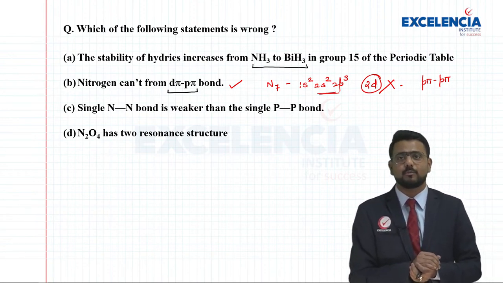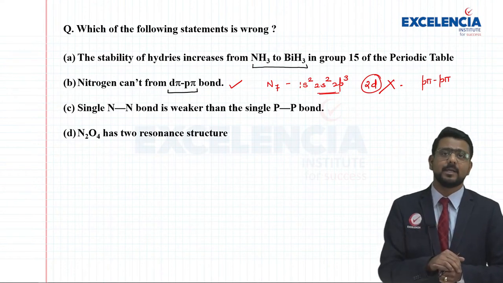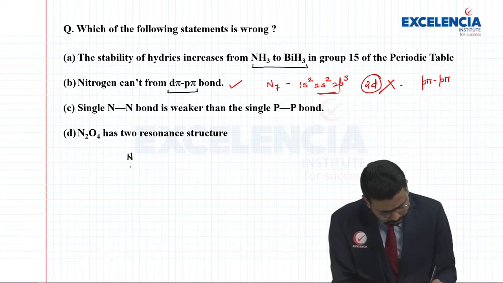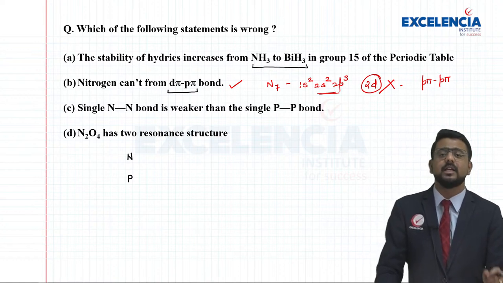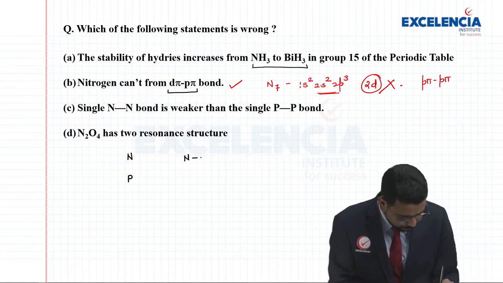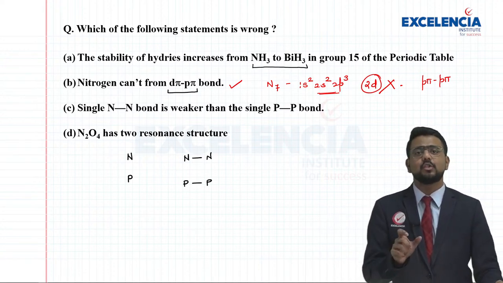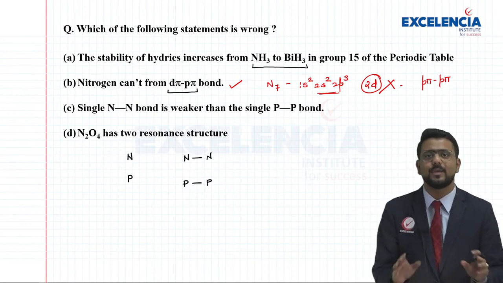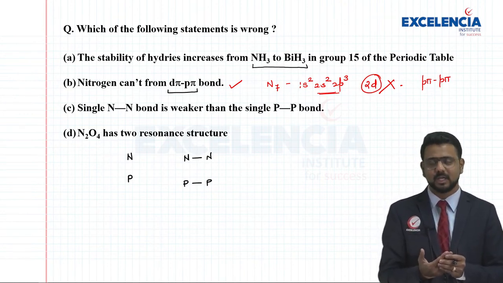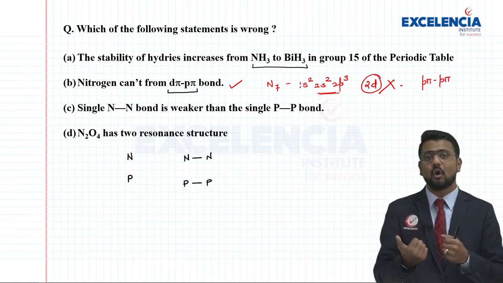Okay, let's go on to option C. Single bond N, this particular bond is weaker than single P bond. Now, if you consider here nitrogen, phosphorus, these are the relative positions of these elements in group 15. So obviously nitrogen is higher in group 15, right? Now, if I consider N single bond N and P single bond P, bond length actually depends on the internuclear distance. Basically, internuclear distance is going to be the bond length, isn't it? And the strength of the bond will be dependent on the bond length. The shorter the bond length, the more difficult it will be for us to break that particular bond, right? It means the bond will be stronger.